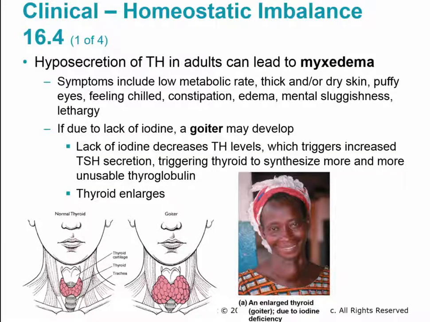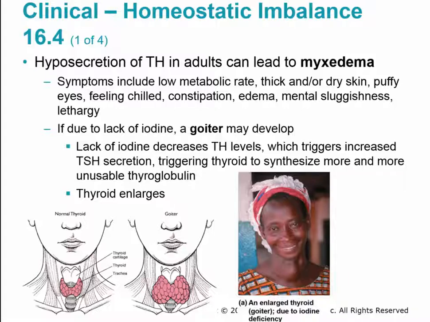So just as with everything in the body, we want to maintain that homeostatic range or balance. So too much or too little of anything generally is not a good thing, right? So a hyposecretion of thyroid hormone in adults, meaning not enough thyroid hormone, can lead to what's called myxedema. Symptoms include low metabolic rate, obviously, because they don't have enough thyroid hormone, puffy eyes, chills, constipation, sluggishness. If the hyposecretion is due to a lack of iodine, then a goiter may develop.